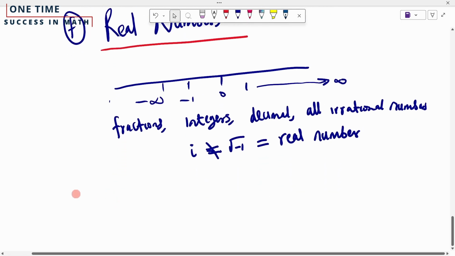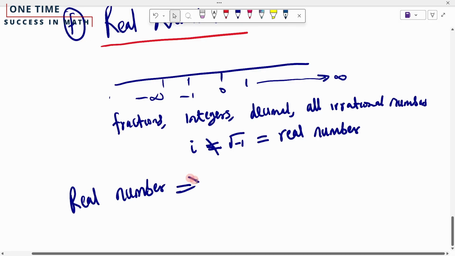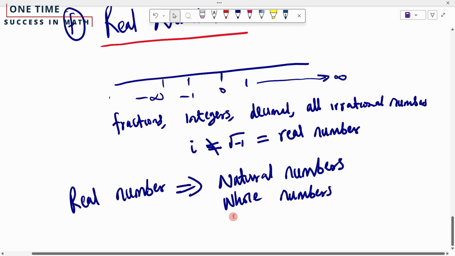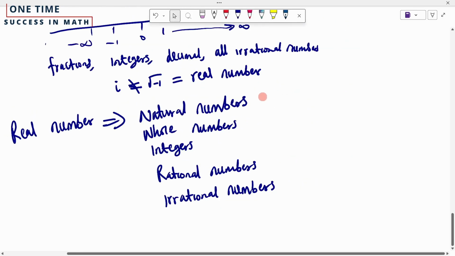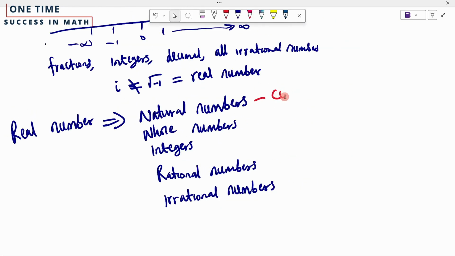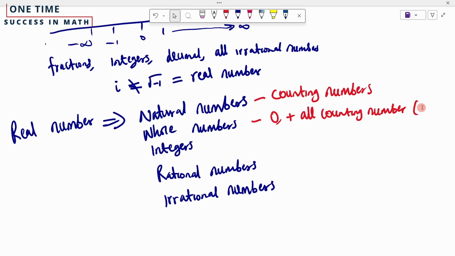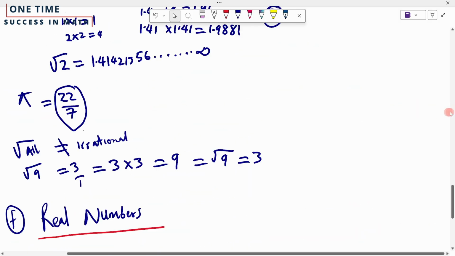So real numbers comprises natural numbers. Let me write it out. Real numbers comprises of what? Natural numbers, whole numbers, integers, rational numbers, irrational numbers. So real numbers comprises natural numbers, which are what? Our counting numbers. It also comprises whole numbers, which are 0 plus all counting numbers. That's 0, 1 to infinity.